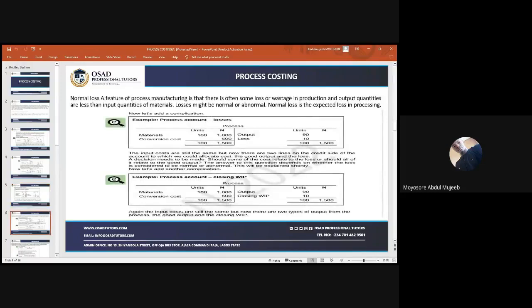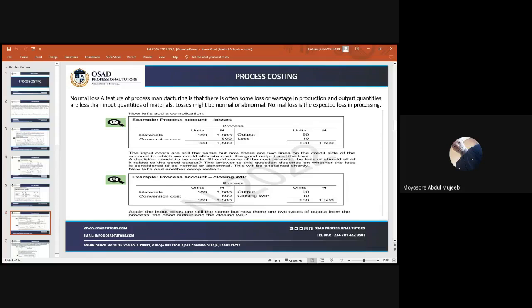Now we'll be talking about normal loss. A feature of process manufacturing is that there is often some loss or wastage in production. I explained earlier that no matter how well you do it, one way or the other, there will be a loss. It depends on the machine though. But here they're telling us that you can't put in 1,000 units of material and expect that same 1,000 units to come out as output. There's usually a normal loss during the process of manufacturing.